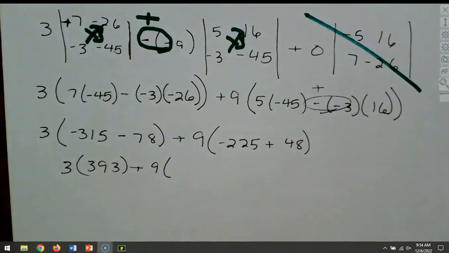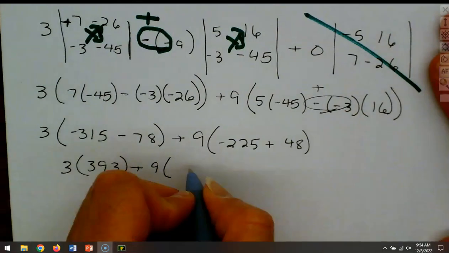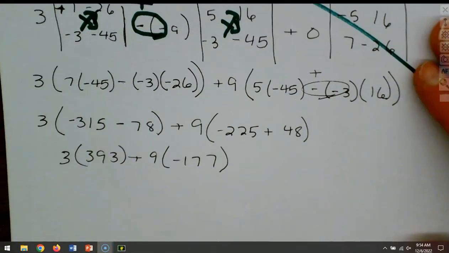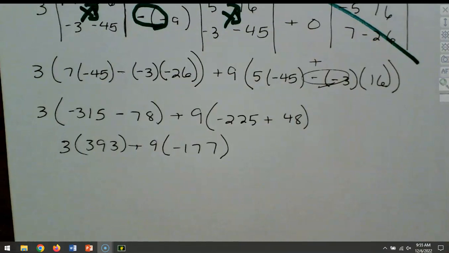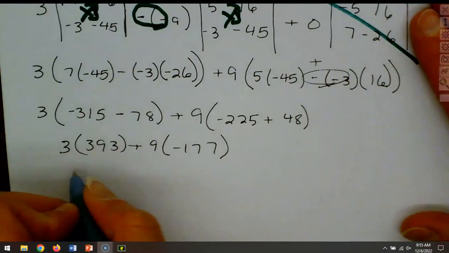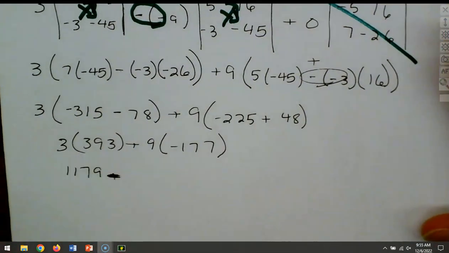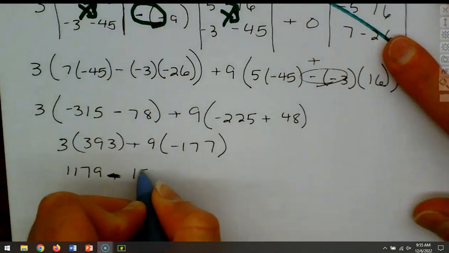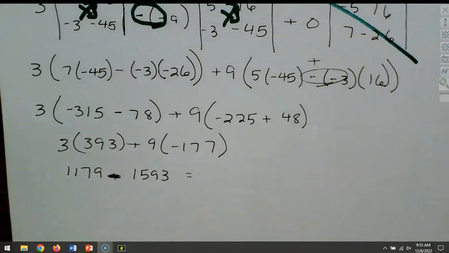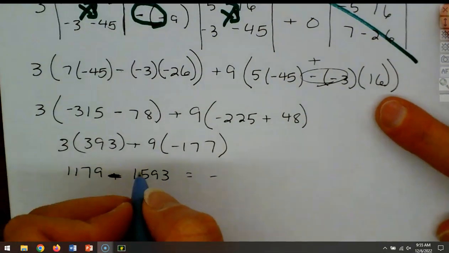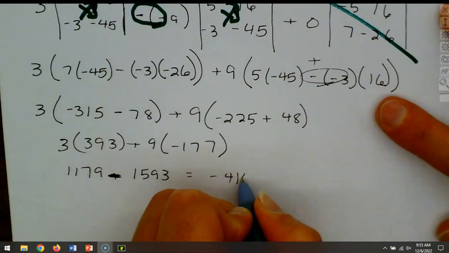And we've got 225 that is negative and a 48 that's positive. So that makes it a minus 177 there. Okay, and putting these together, 3 times 393, that's 1179. 1 negative stays negative. Oops, sorry about that. Make sure you see that's negative. And 9 times 177, that's a 1593. Put those together. So we've got 1179 minus 1593. And that gives you a minus 414.